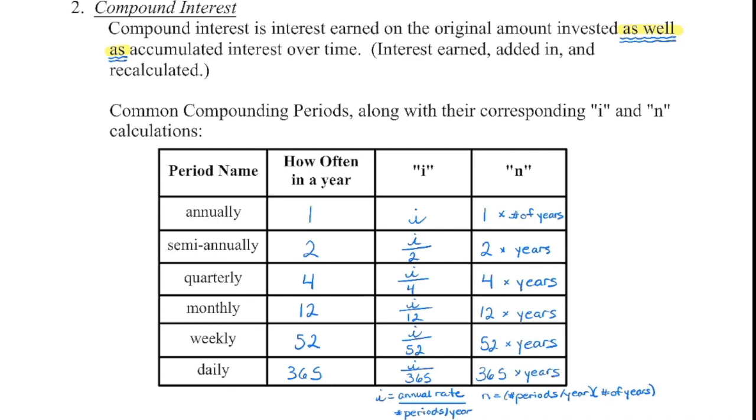Now, incidentally, in this day and age, I don't think you're ever going to see compounding daily or compounding weekly. The most common one that tends to come up is quarterly. So that's the one you're going to probably see most often.